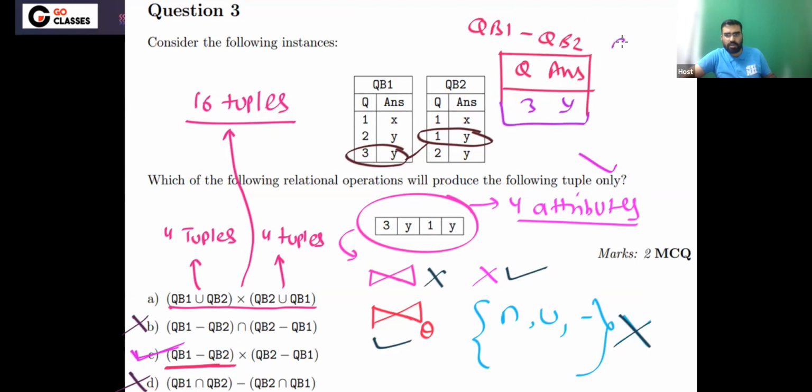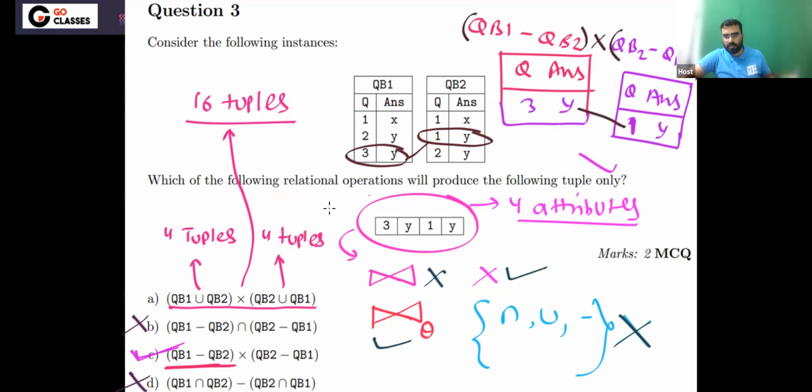And what will QB2 minus QB1 give you? That will give you 1y. So finally, if you do the cross product between these two, this and this, then these 2 tuples will match. So here the answer will be option C. So this is another very simple question. So you can add 2 marks to your list.